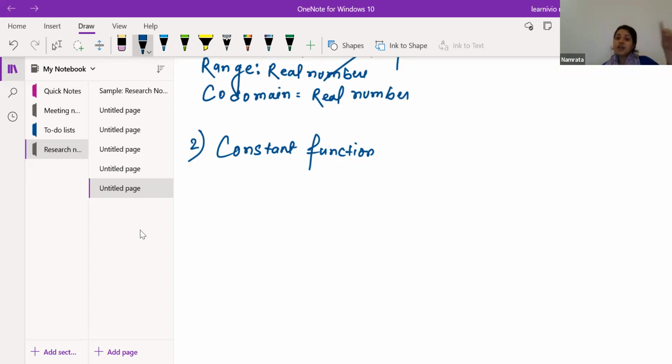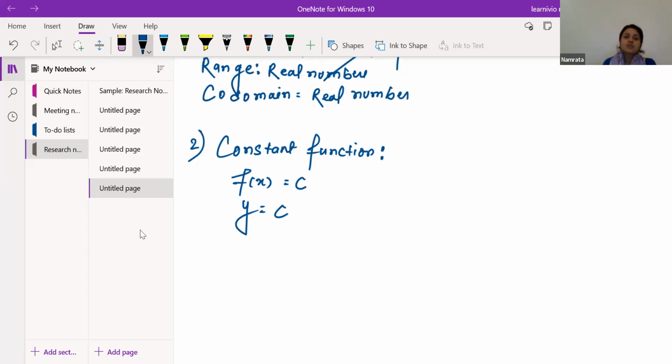The identity function y is equal to x. Constant function, let me introduce you. The constant function f of x will be c, or y is equal to c, where c is a constant. So the constant can be anything. It can be f of x is equal to 2, it can be f of x is equal to 3, it can be any number.